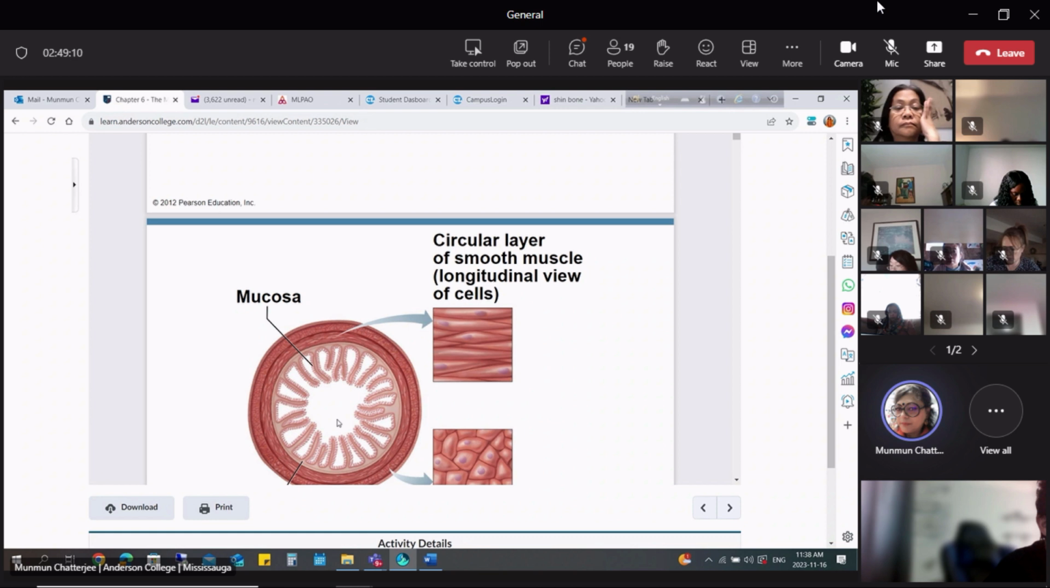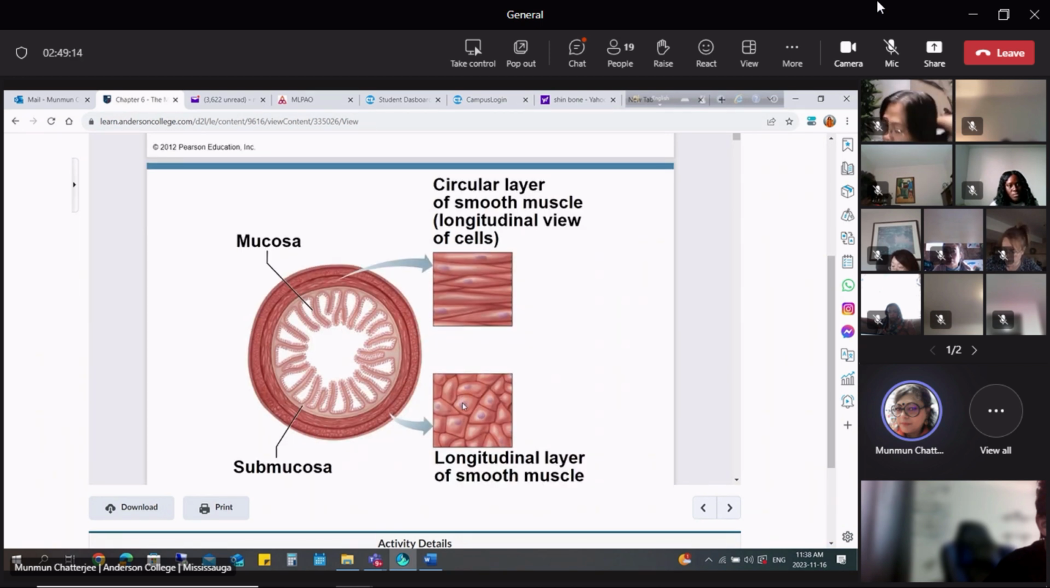So this is the structure, how it looks like. This kind of spindle shape, that is important to see.